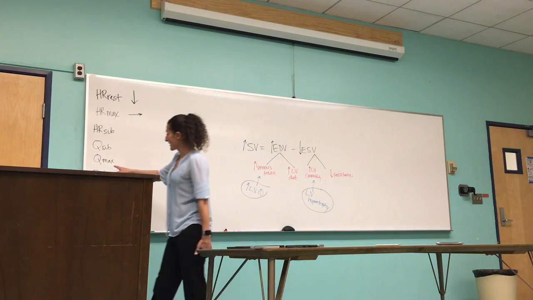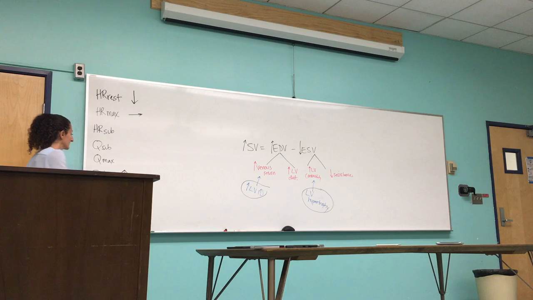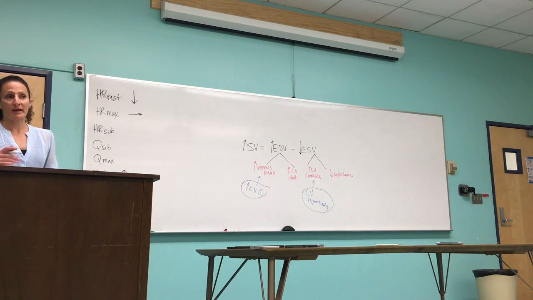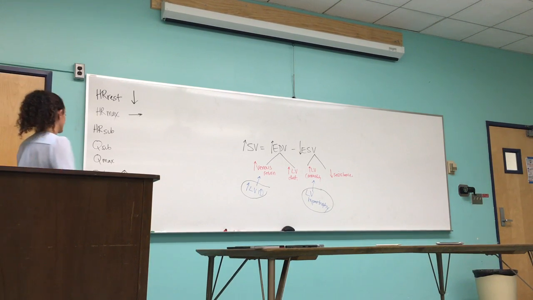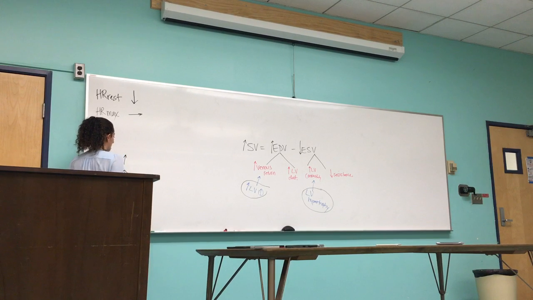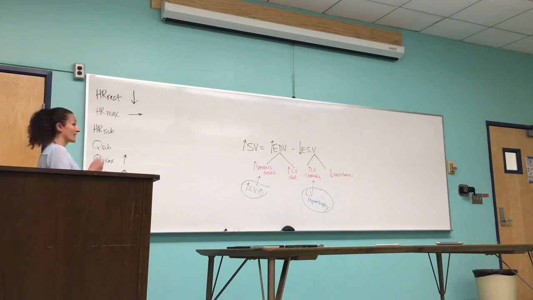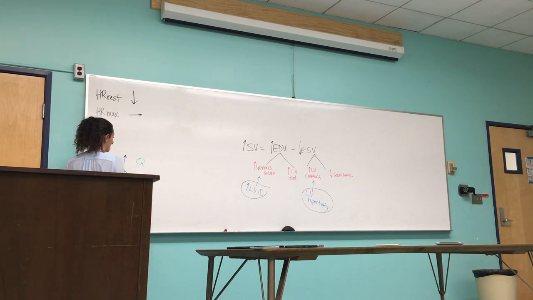Let's do cardiac output max. How does a trained person's max cardiac output compare to an untrained person's max cardiac output? Higher, lower, or the same? Increase or higher. It's going to be higher. Why? Because the heart's more efficient, it's able to pump out more blood. Physiologically, yes, but use different terms. Heart rate, stroke volume. What does cardiac output depend on?